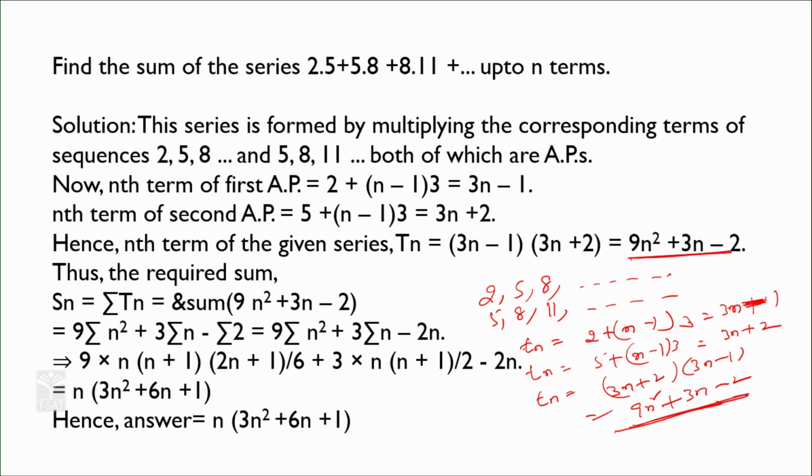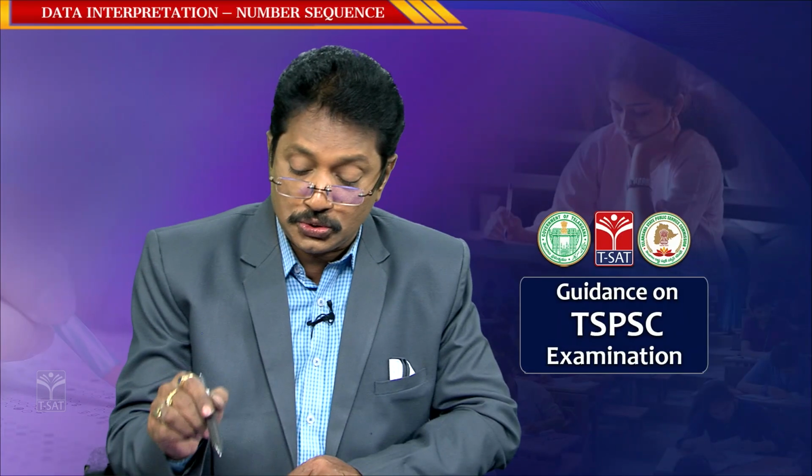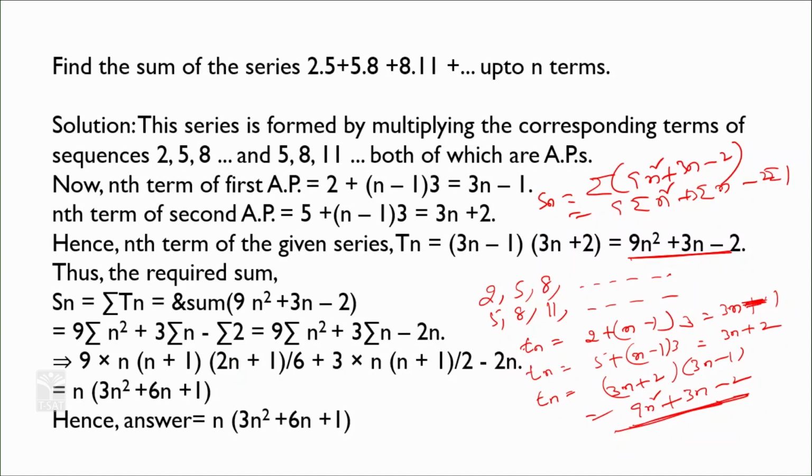Now we are going to find the sum of n terms, Sn, that is sigma of 9n square plus 3n minus 2. That is 9 into sigma n square plus 3 into sigma n minus 2 into sigma 1. Sigma n square, you know the value, n of n plus 1 into 2n plus 1 by 6, and sigma n is n of n plus 1 by 2, and sigma 1 is nothing but 1 plus 1 plus 1, n times, that is n. So when you simplify this, the answer is n of 3n square plus 6n plus 1.